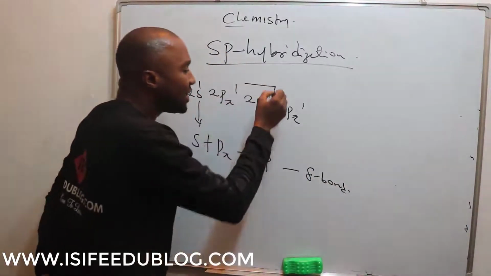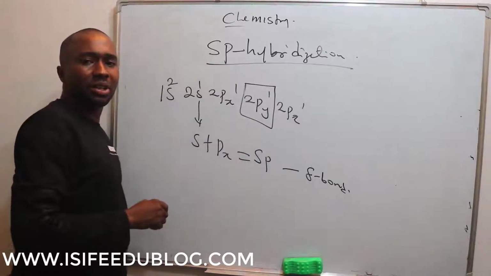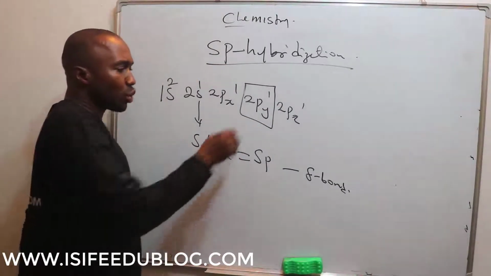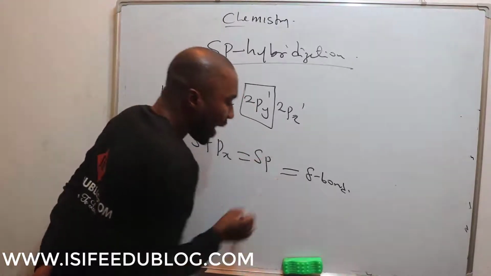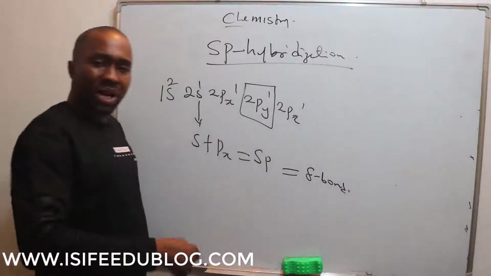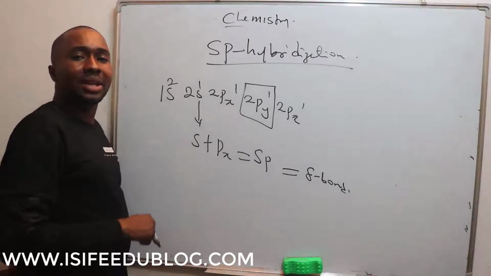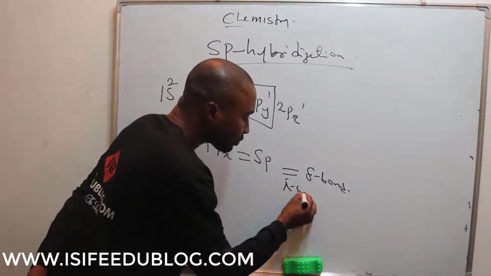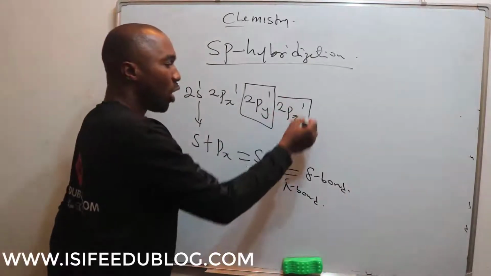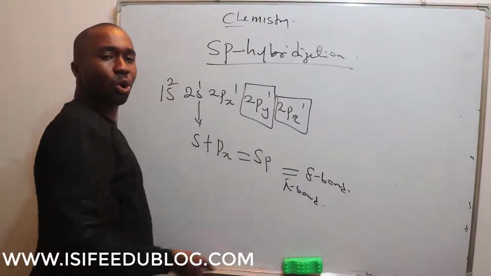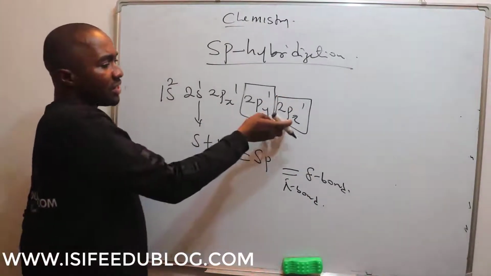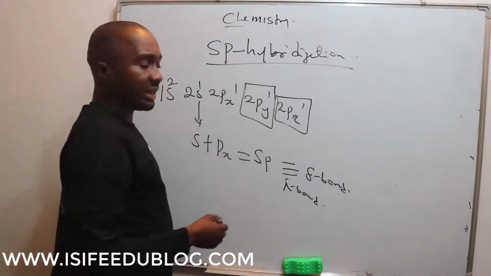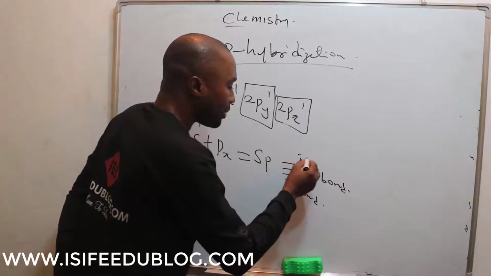Then the py did not participate in the mixing. The py did not participate in the blending. So it will form its own bond. And the bond that is going to form will be a weak bond, because it's only one thing that is forming that bond, and that is a pi bond. The pz also will form its own bond, because since it is the only one forming it, the bond will also be weak. That is another pi bond.